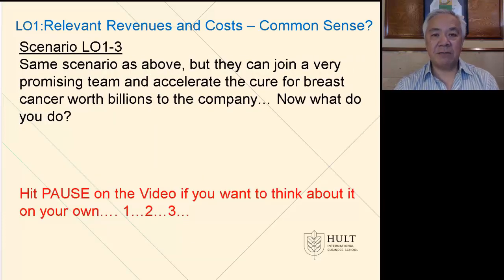All right, let's do another one. Learning objective 1 still, but the third scenario is the same as above, but in this case, you have a chance to redeploy these brilliant PhDs on a very promising team to accelerate a cure for breast cancer, which could be worth billions of dollars to the company. So now what do you do? Again, if you want to think about it, hit pause. If not, I will go to the answer in 1, 2, 3.